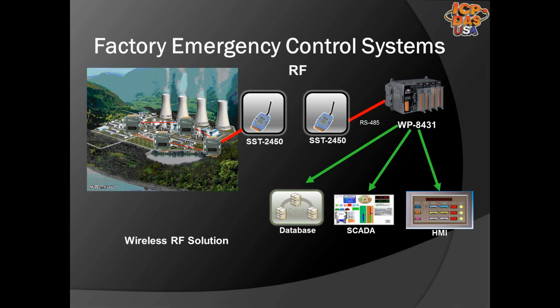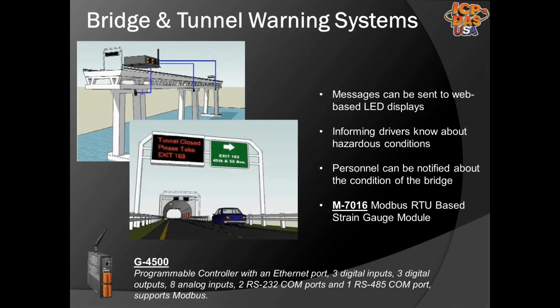Data from the seismic recorders gets sent back wirelessly over RF networks with SST2450 RF modems to WP8431 WinPack programmable automation controllers, which automate the system. The data then gets sent and is logged in a database and is used along with SCADA control and monitoring software and local HMIs.